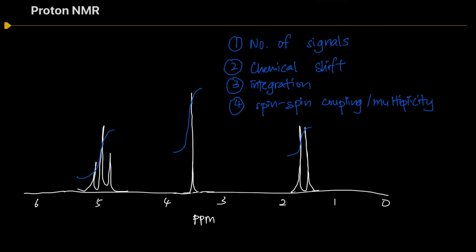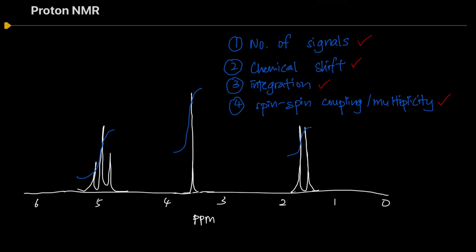First, I'll tell you what the number of signals shows us, and how to read the chemical shift value for the signal, and what is the meaning of the integration, and what the multiplicity or the spin-spin coupling of the signals tell us about the structure of the compound.